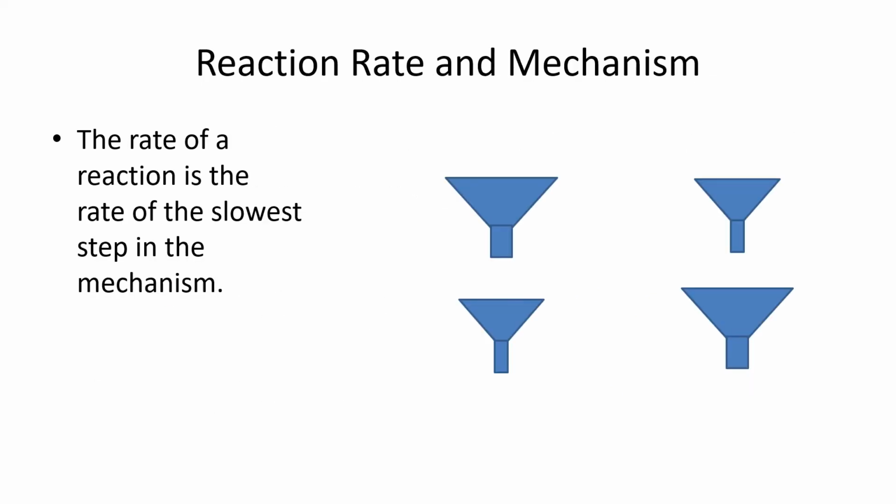Now in a reaction mechanism, you can think of each step as having its own speed or rate. If they're not all the same, which obviously they probably wouldn't be because these are all different reactions going on here, with different bonds being broken and all those other factors, the reaction can only go as fast as the slowest step.